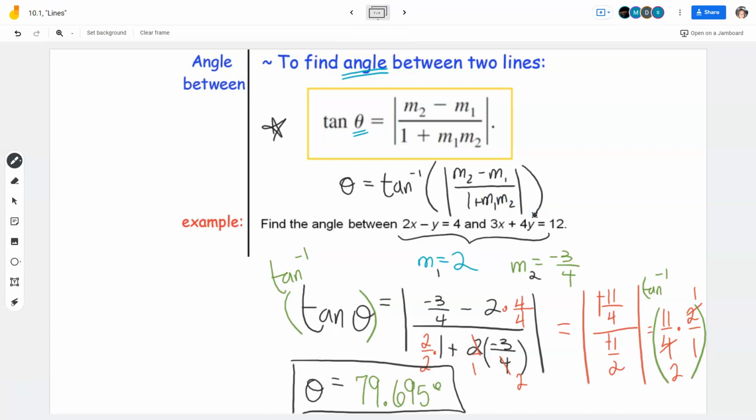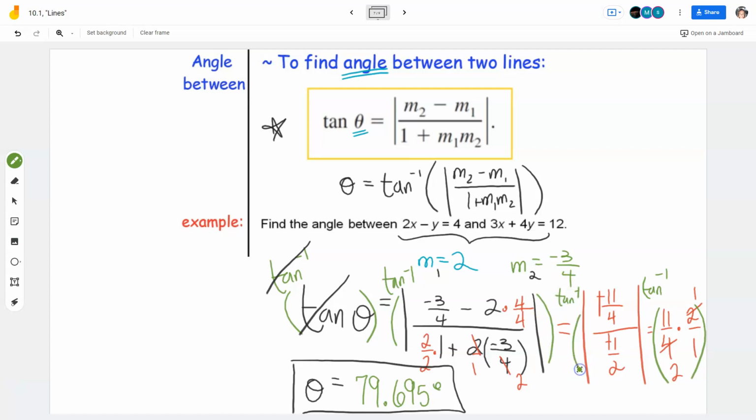Does that make sense, right? I wasn't done until I had theta alone. So I took tangent inverse of both sides to get my theta, which is exactly what they were asking for. And I suppose to make it look all nice and gorgeous, I should have put the tangent inverse as well here. And I should have put the tangent inverse here.